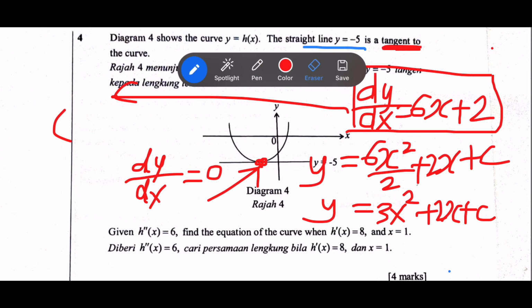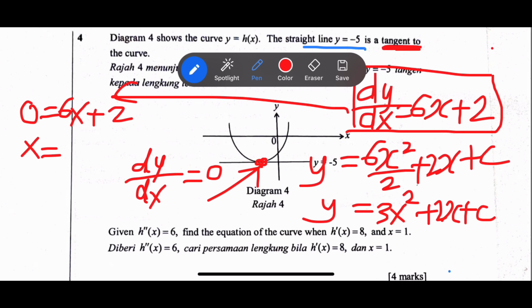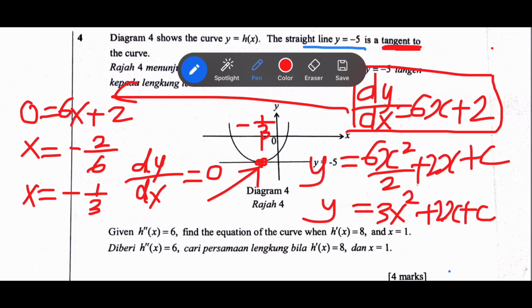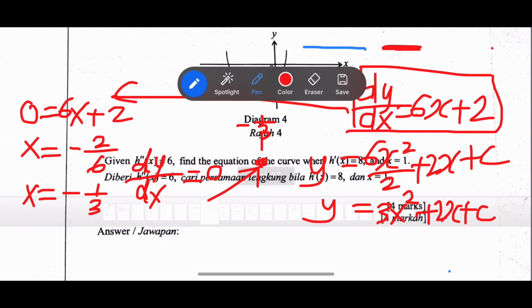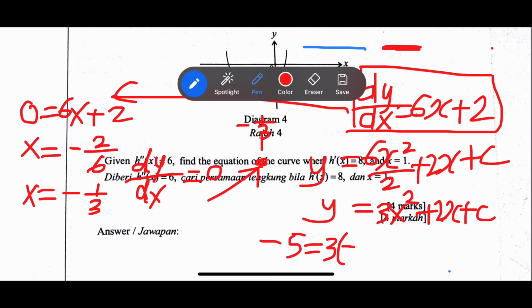So now I'm going to find my x, because without the x, I cannot find the c. So I will have to let my dy/dx equal to 0, 6x plus 2 equal to 0. Hence, the x is negative 2 over 6. Logically, it's correct because it's at the left, to the 0. So the x is negative 1 over 3. Now you substitute the x, which is negative 1 over 3, into the equation, and you find the value of c. Let's solve it together.